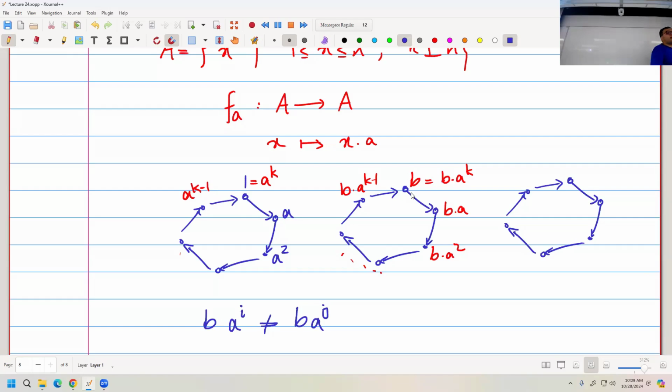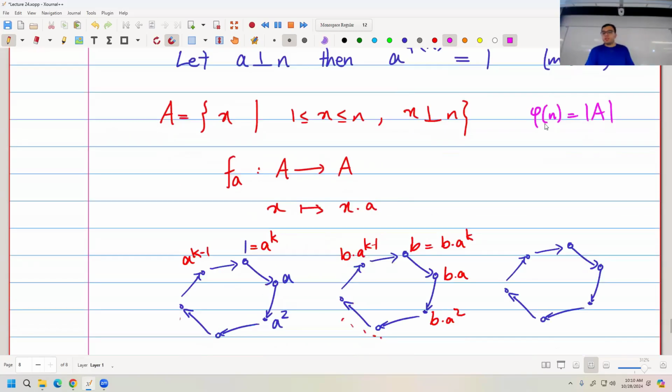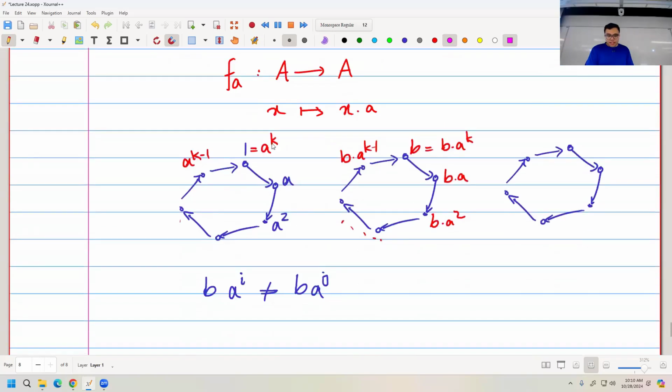But what is the total size of all of my cycles? It's just the size of A, which is phi of N, right? That's just by definition. So phi of N is the size of A. So I have a bunch of cycles of the same size. Their total size is phi of N. So the size of one of these cycles, which is K here, should be a divisor of phi of N.